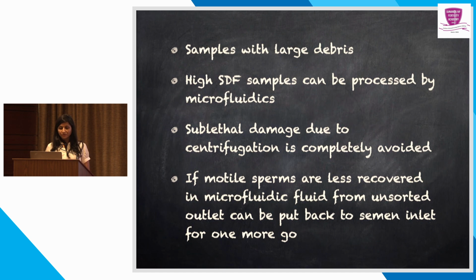Sublethal damage due to centrifugation is completely avoided because we are keeping an undiluted sample. If motile sperm are very few in the end chamber in microfluidics from the unsorted outlet, we can put it back into the semen inlet for one more round to have more motile sperm at the end of it.